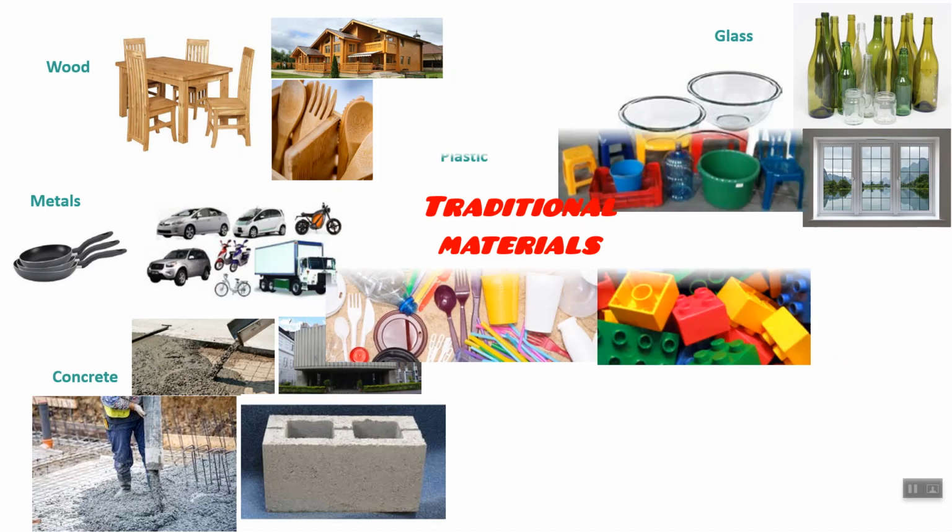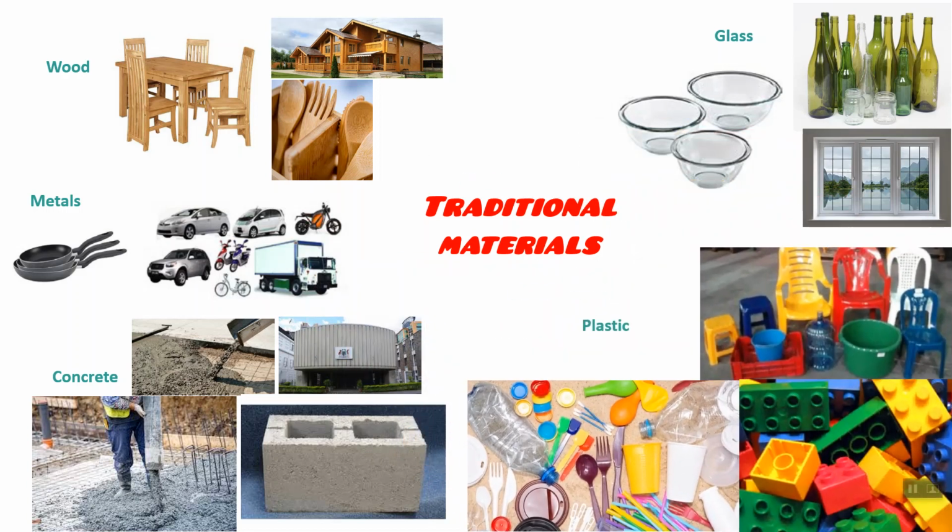Okay, so another type of traditional material we have is plastic, which is a synthetic material made from petroleum products, which is very used in our everyday life. Plastic can be recycled also. There are many uses of plastic, and these materials we have seen are called traditional materials. Okay, so today we are going to go through another type of material which is called smart materials.